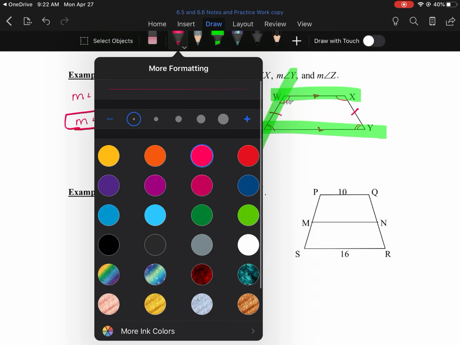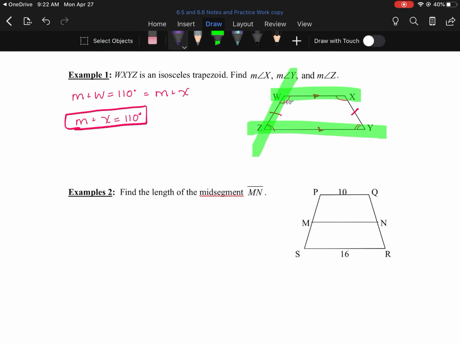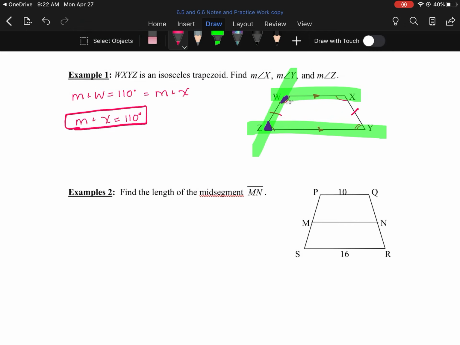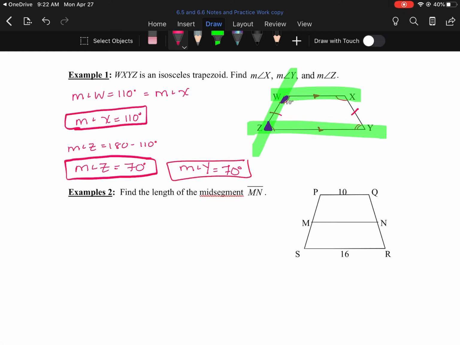We know, let me get a different color, that this angle and that angle are supplementary. So to get the last one, to get Z, we could say the measure of angle Z is equal to 180 minus 110. So we know the measure of angle Z is equal to 70 degrees. And we know that Z and Y are the same, so the measure of angle Y is also 70 degrees. And there we found everything we needed.